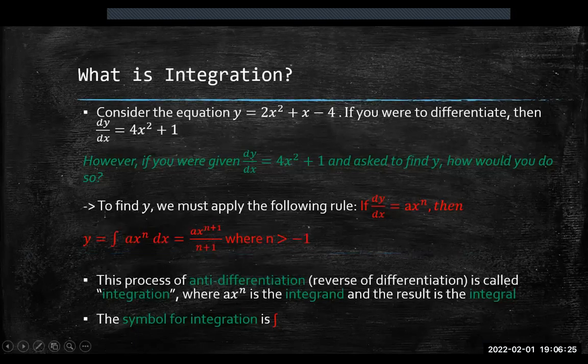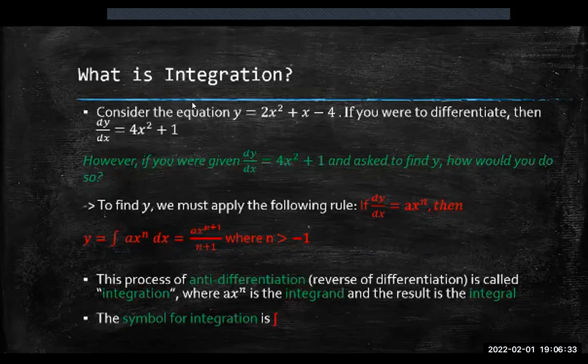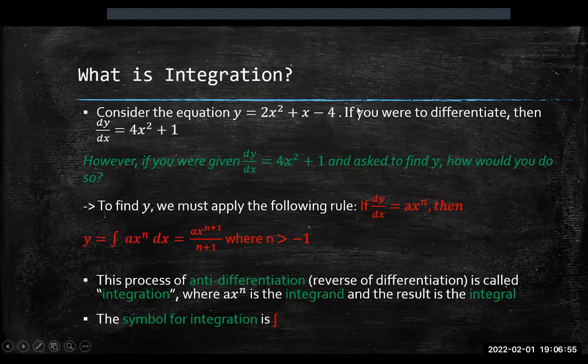So first, obviously because we're doing integration, you need to know what integration is. So consider the equation y is equal to 2x squared plus x minus 4. You should know that this is a polynomial, or you might refer to it as a quadratic. The quadratic is a polynomial to the second degree, right? We talked about that when we did polynomials. So consider the equation y is equal to 2x squared plus x minus 4. If you were to differentiate, then dy on dx is equal to 4x squared plus 1.